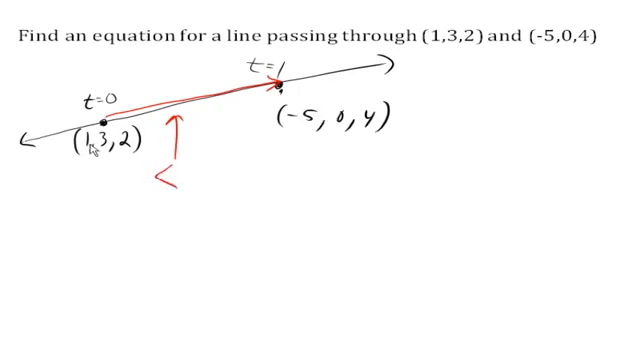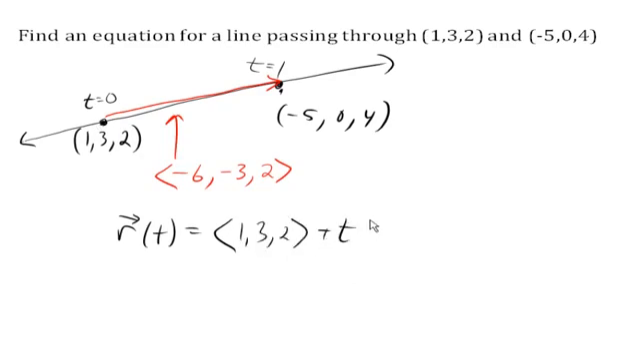So going from 1 to -5 is a decrease of 6 in the x direction. Going from 3 to 0 is a decrease of 3. Going from 2 to 4 is an increase of 2. And so the direction vector for the line is (-6, -3, 2). Now we can write the equation for our line. r(t) is, so a position vector pointing to our starting point would be (1, 3, 2), and our direction vector here is (-6, -3, 2), and there is a vector equation for this line.